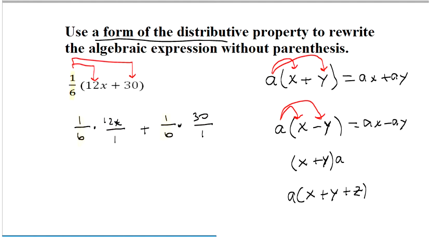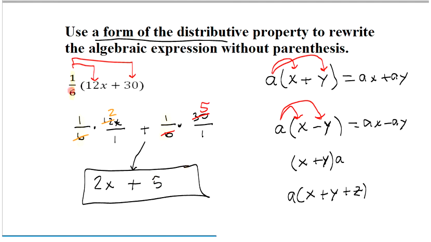Now it's just a matter of simplifying. So look, 6 goes into 12 two times. The x is still there, so it's 2x plus, bringing this guy right down, and 6 goes into 30 five times, so we're left with just 5. So the simplified answer is 2x plus 5. When you distribute the 1/6 through the parentheses and simplify, that's what you get.